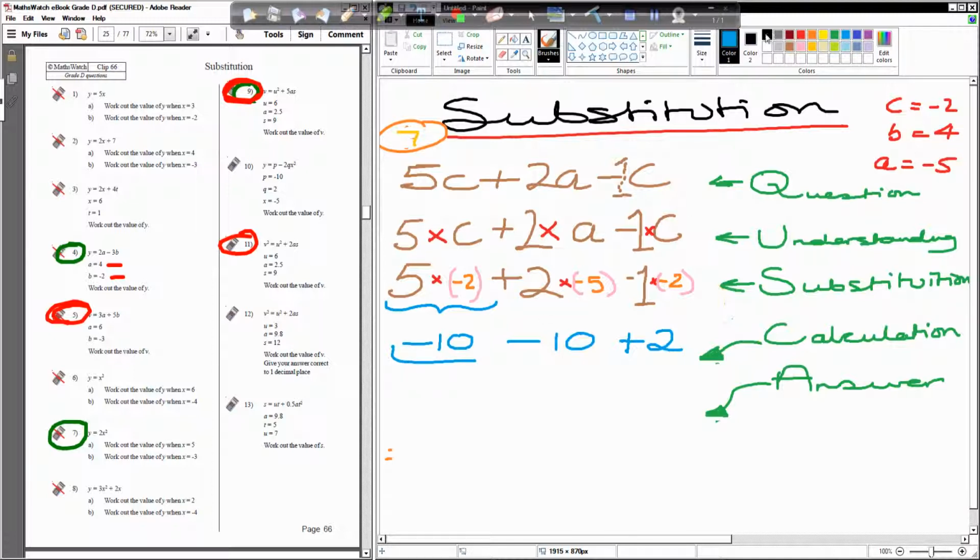It hasn't changed. I think I clicked the wrong thing. Let's try that again. That's better.